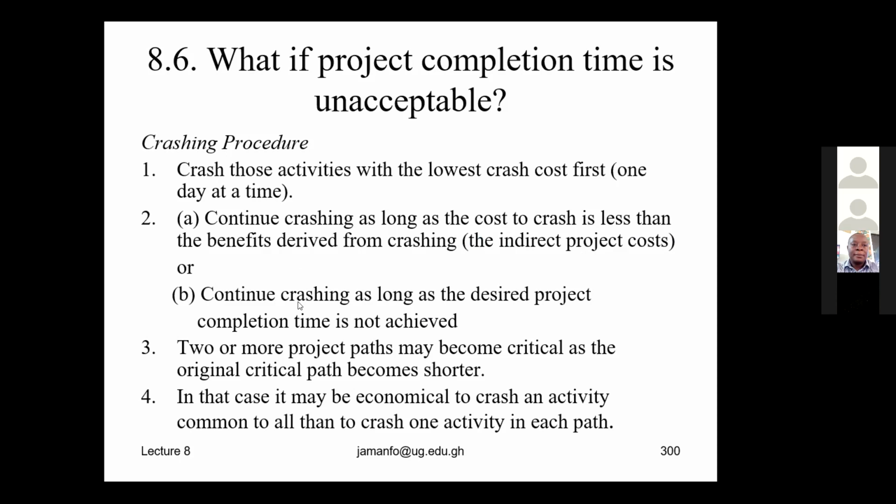Now, as we continue to crash, 2 or more network paths may become critical as the original critical path becomes shorter. And when that happens, it may be economical to crash an activity which is common to all those paths that have become critical. It may be economical to crash an activity which is common to both paths than to crash one activity in each path.